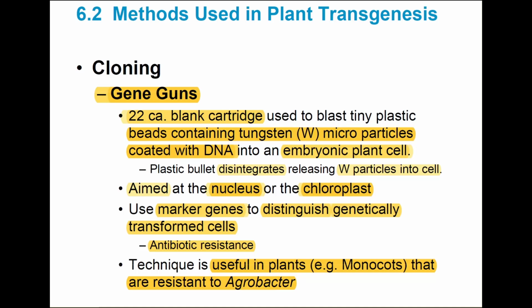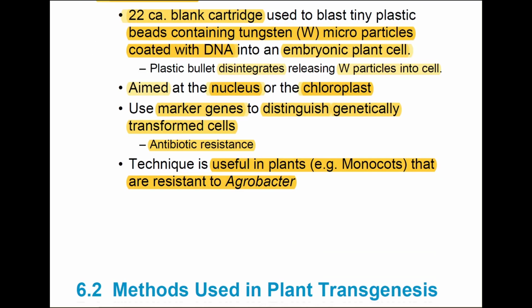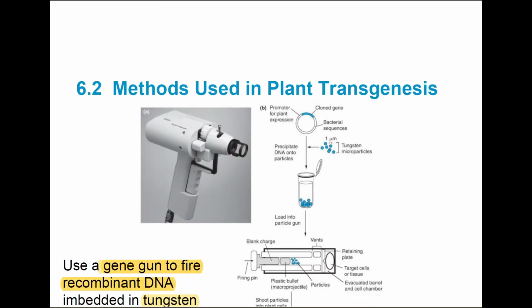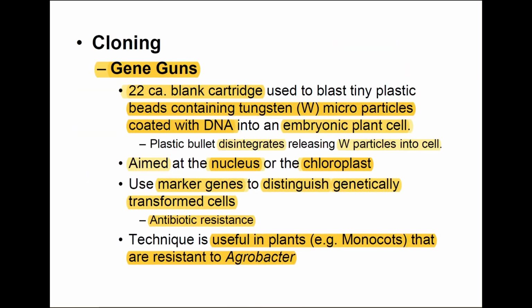Gene gun uses a .22 caliber cartridge, and it fires a tiny plastic bullet, which has a tungsten. W is the symbol in the periodic table for tungsten. Microparticles coated with DNA into an embryonic plant cell. Plastic bullet disintegrates, tungsten particles are released in the cell.